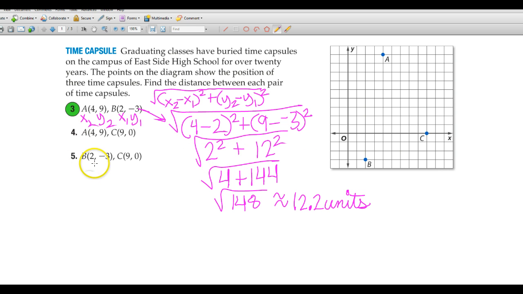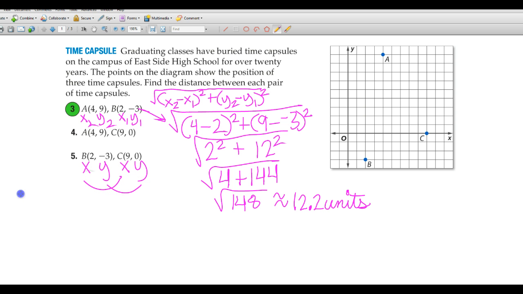Same idea with number 5. So this time I'll call this one x1, y1. And really, all you really need to know is that this is an x and this is a y and this is an x and this is a y, okay? And that you subtract your x's and you subtract your y's, and it doesn't matter the order.